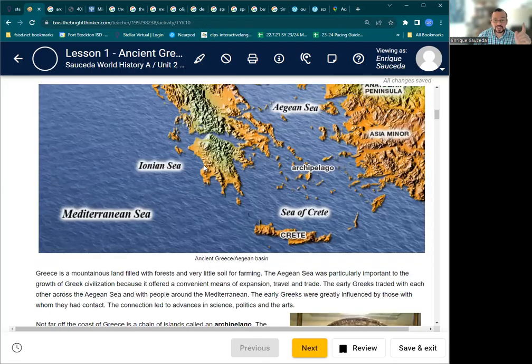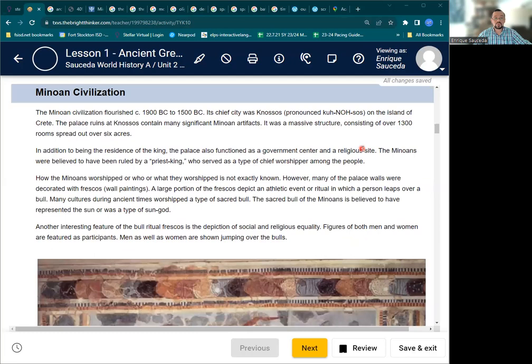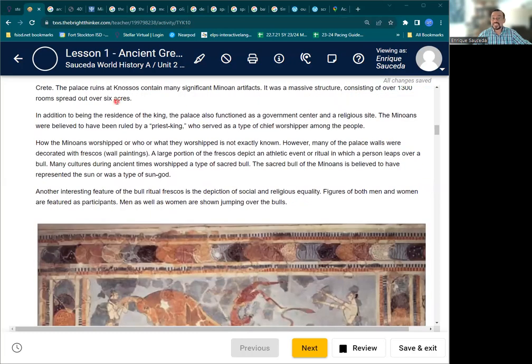The island of Crete is also where we get the story of the Minotaur, where the Minoan civilization flourished around 1900 to 1500 BC. The Egyptians go back to 3000 BC. So we know where we're at. The palace ruins of Knossos contain many significant Minoan artifacts. 1,300 rooms, over 6 acres.